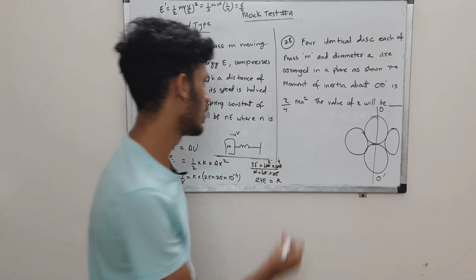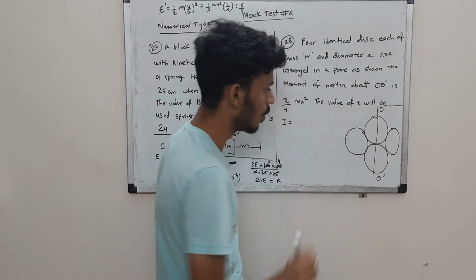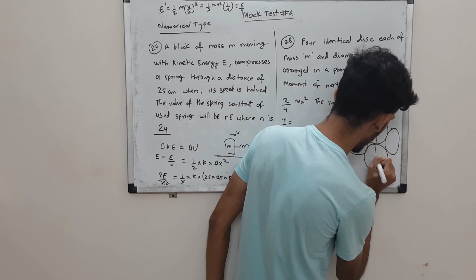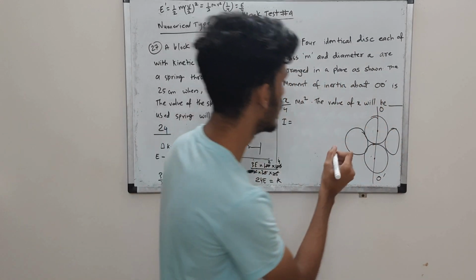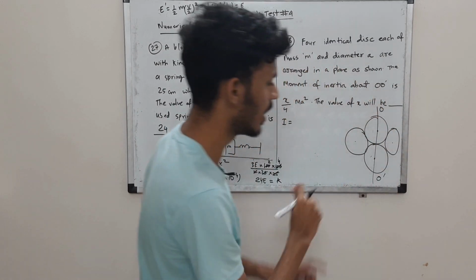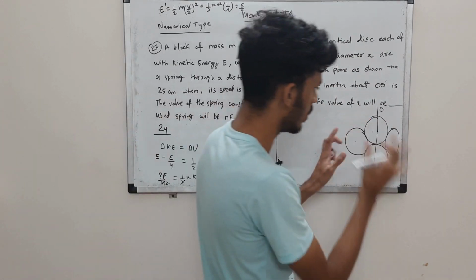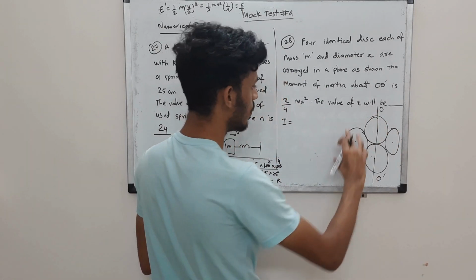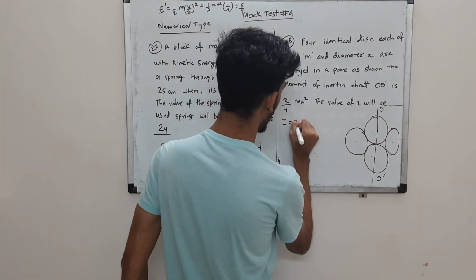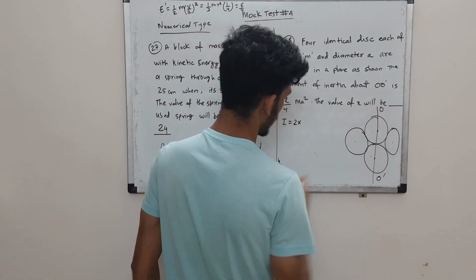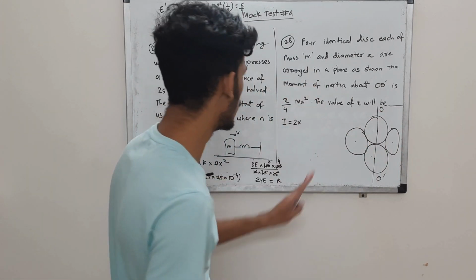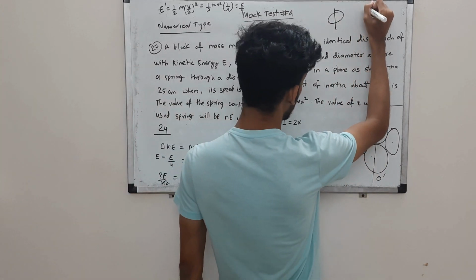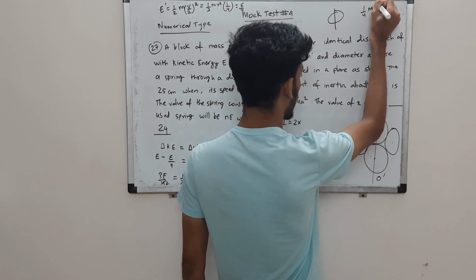Now first of all, let's compute the moment of inertia about OO dash. This disc and this disc are symmetrical about the axis, and they are identical, so the arrangement is symmetrical. So you can find the moment of inertia for this disc and multiply it by 2. Since OO dash is along the diameter, the moment of inertia for a disc is 1/4 m r square.